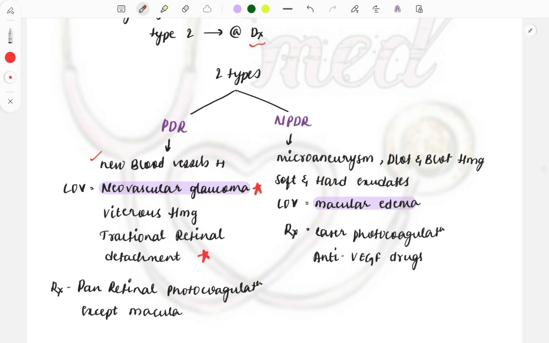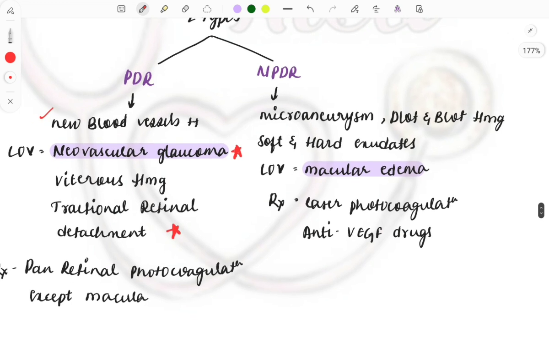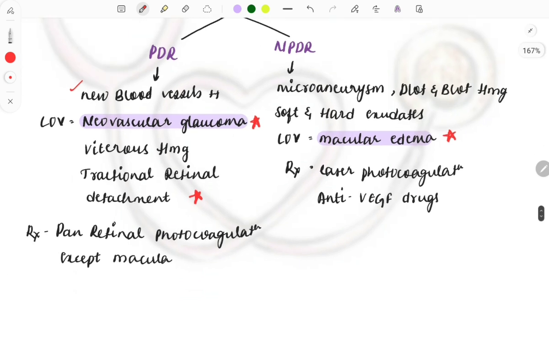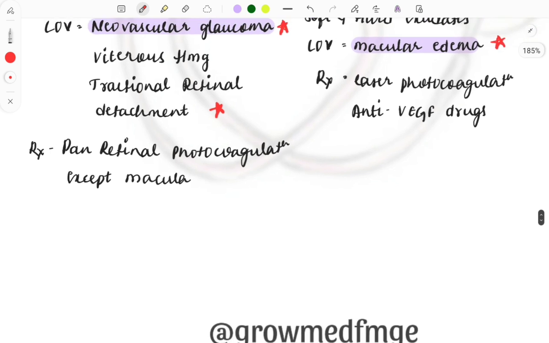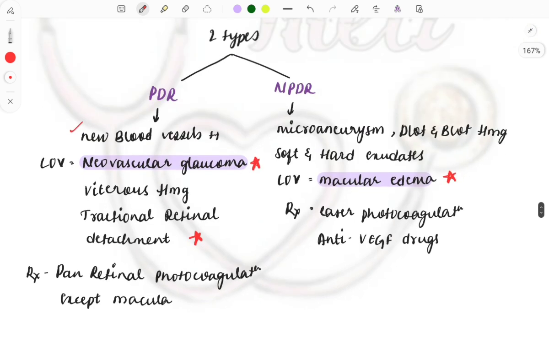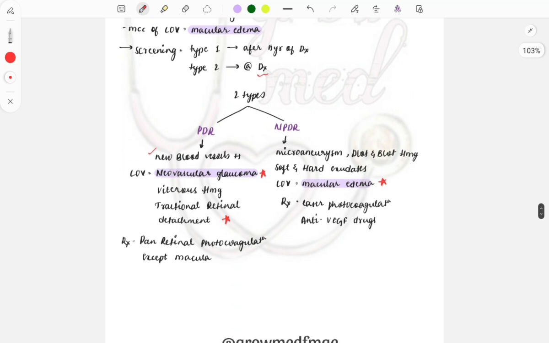Then non-proliferative microaneurysms are seen, then dot and blot hemorrhages, soft exudates. Loss of vision is due to the macular edema, and treatment is laser photocoagulation and anti-VEGF drugs. Then treatment is pan-retinal photocoagulation except the macula for the proliferative. So these were the important things which you must remember from the diabetic retinopathy.